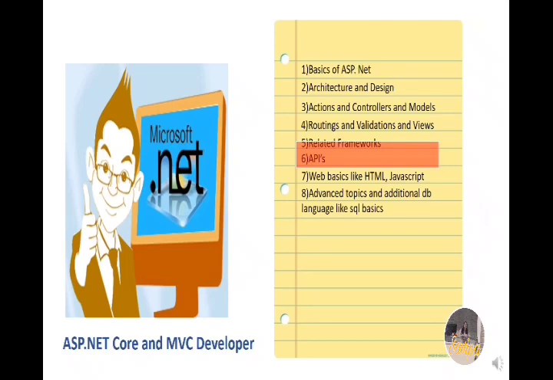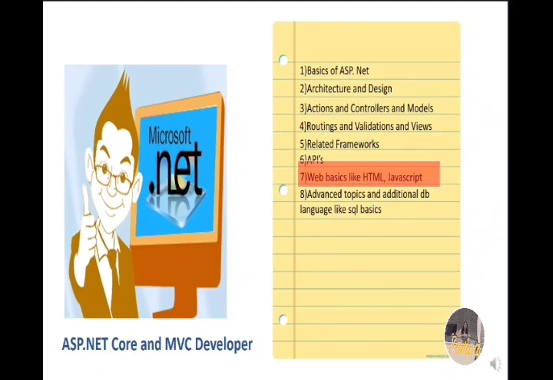And your seventh topic would be web basics. This will be common to all technologies like Java or anything else, so you have to prepare HTML, JavaScript and the like.